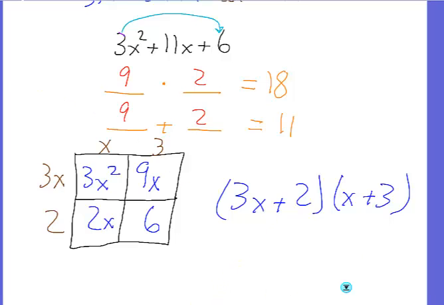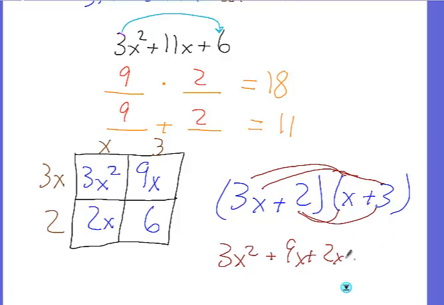All right? So this is our final answer right here, 3x plus 2 times x plus 3. If you happen to check your answer by FOILing, you should get back to your original answer. 3x times x is 3x squared. 3x times 3 is 9x. 2 times x is 2x. 2 times 3 is 6, which simplifies to 3x squared plus 11x plus 6, which is what we started with.